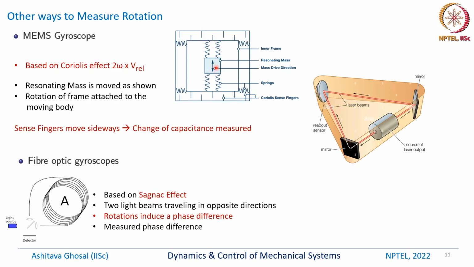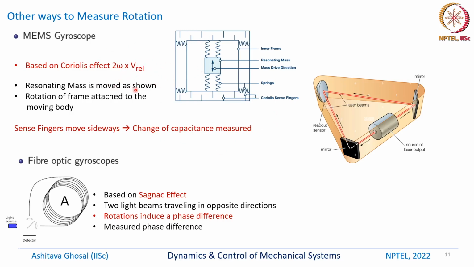So what is happening? If I have an angular speed of this whole body, which is omega, let's say along the z-axis, and the v relative is along the x-axis, there will be a motion about the y-axis, and then the distance between the fixed and the moving fingers will change, and we can measure the change in capacitance. This change in capacitance, after some calibration and so on, can be shown to be proportional to this omega.